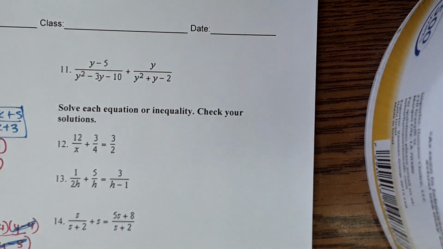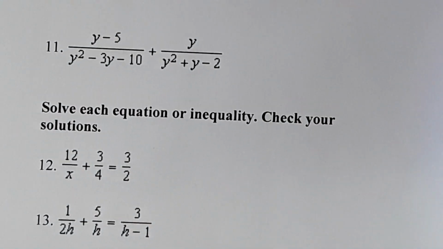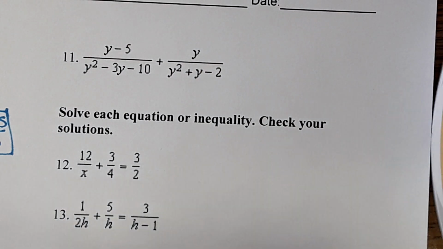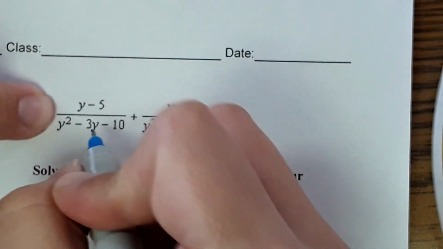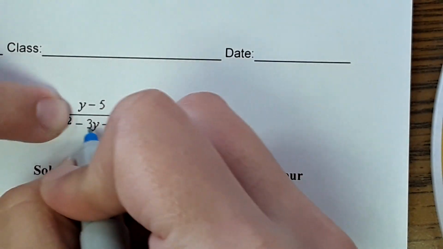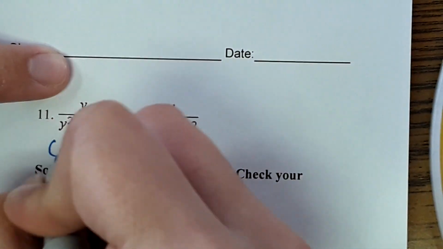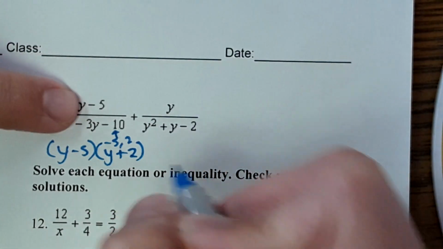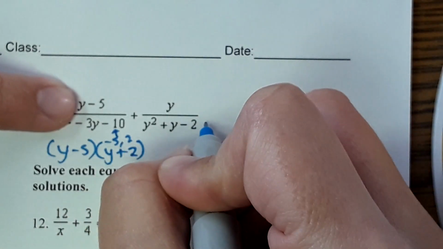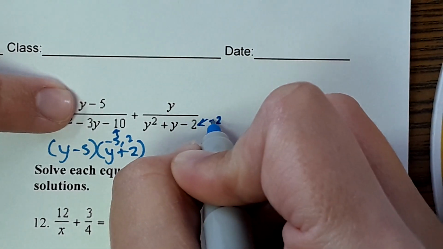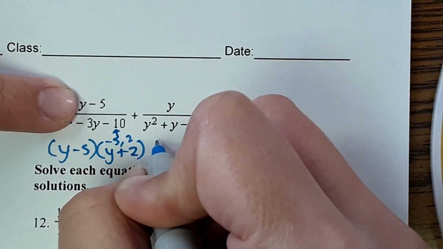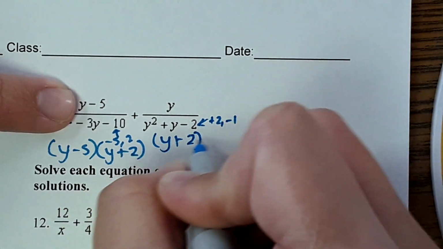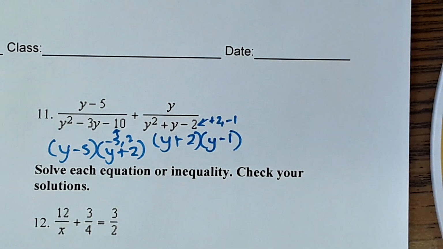Okay, 11. Same idea. This one's a little bit simpler though. Break this up into factors. So 2 numbers that multiply to this, negative 5 and 2. So y minus 5, y plus 2. And this would be positive 2, negative 1. Y plus 2, y minus 1.